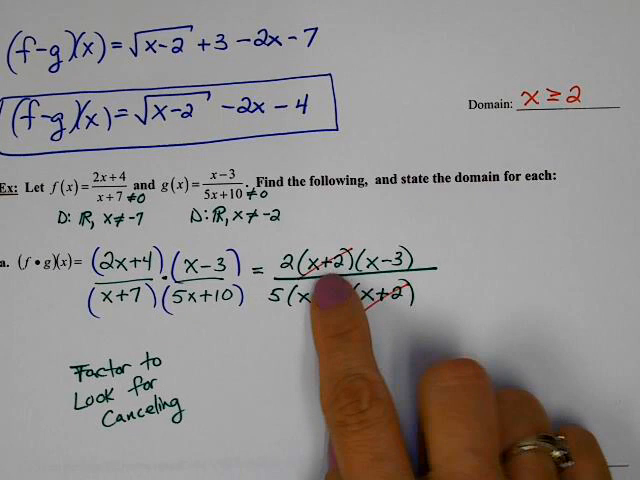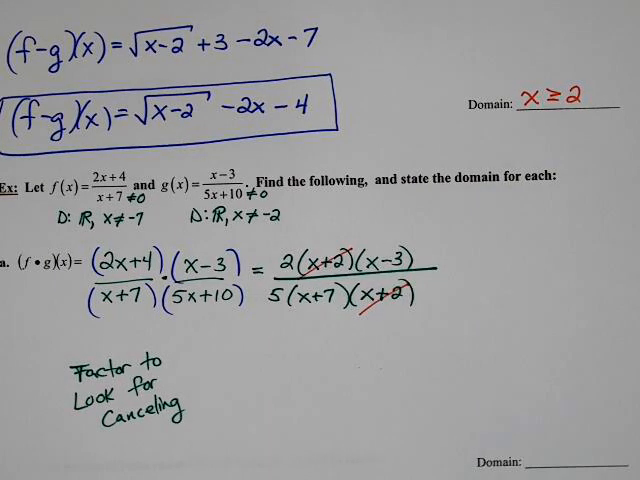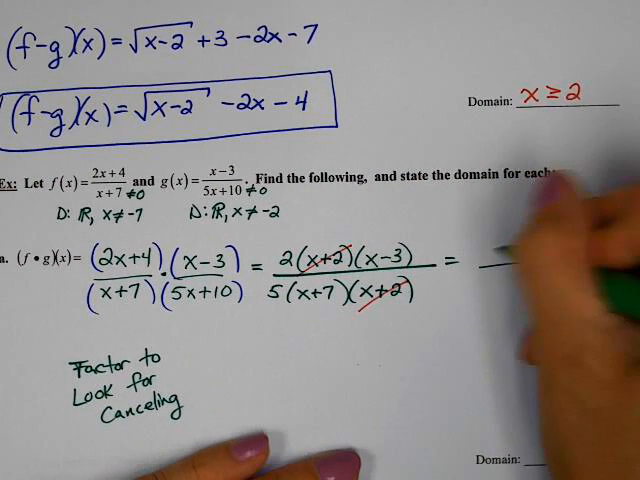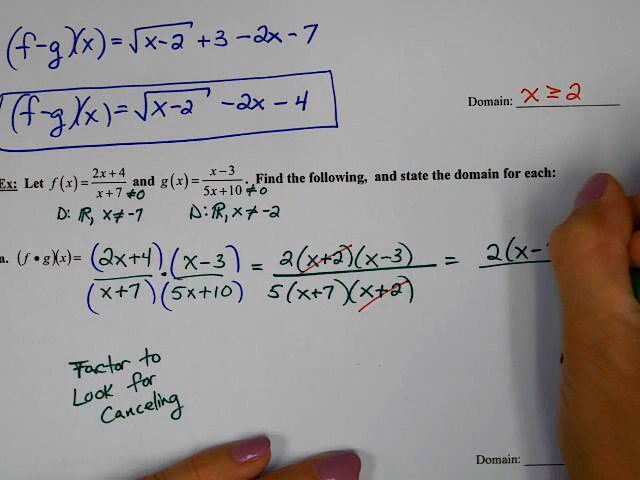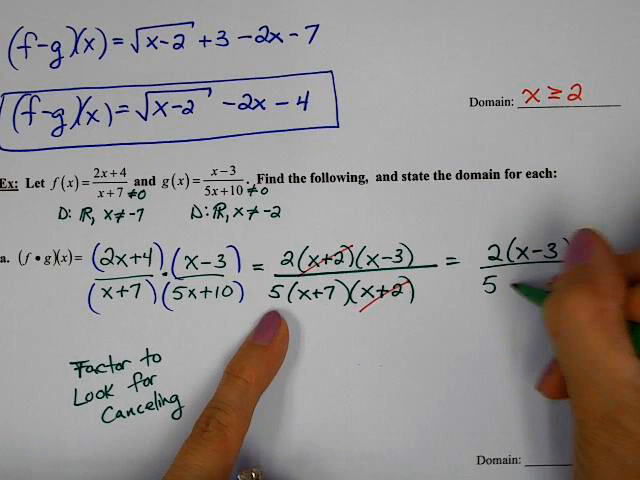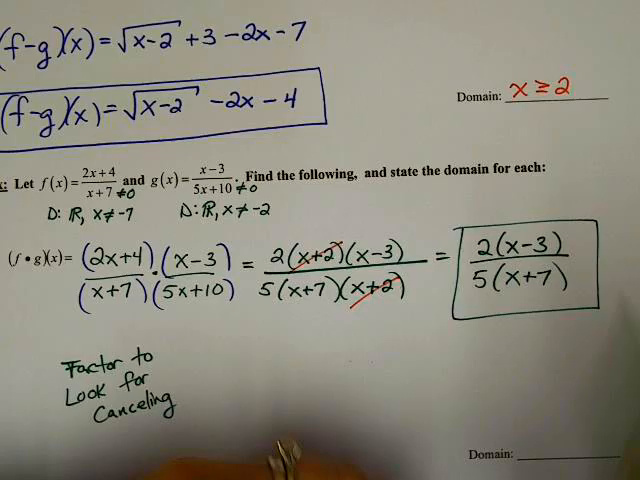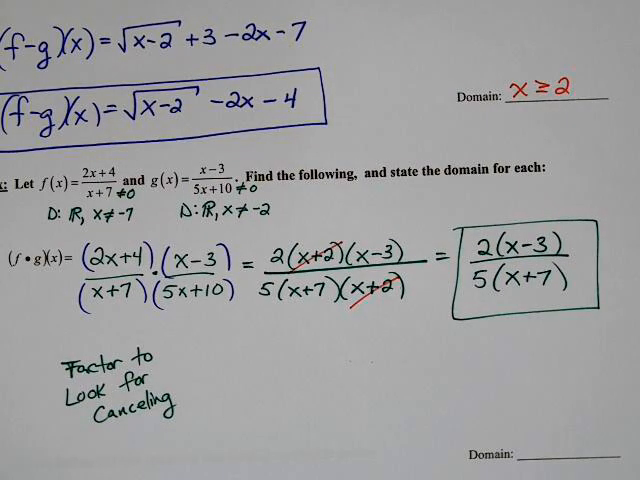Can you cancel numerator with numerator? No, that's not how it works. What you do to the top, you do to the bottom. So in the numerator, I have 2 times the quantity x minus 3. I've got that 5 times the quantity x plus 7. Okay, nice, very cleaned up. And now let's talk domain.